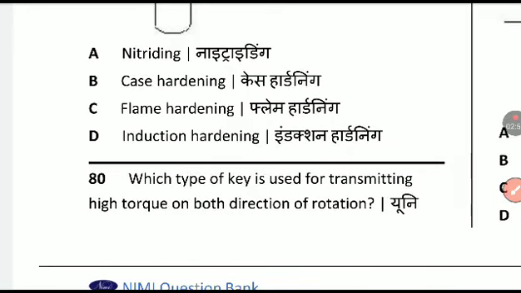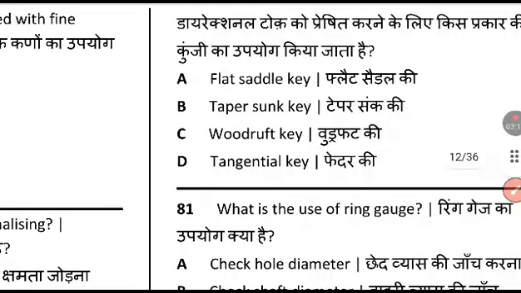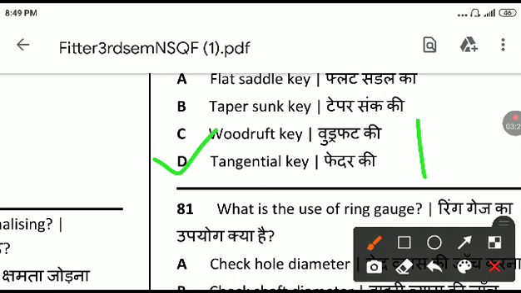Which type of key is used for transmitting high torque on both direction of rotation? Tangential key. Option A flat saddle key, option B taper sunk key, option C woodruff key, option D tangential key. Option D.